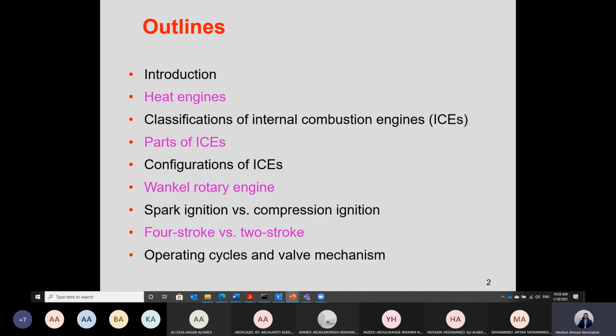Inshallah, I'll also talk in this chapter about the operating cycle and how we can represent the cycle on the PV diagram, and also about the valve mechanism and how we can extend the valve opening in case of higher RPM of the engine.